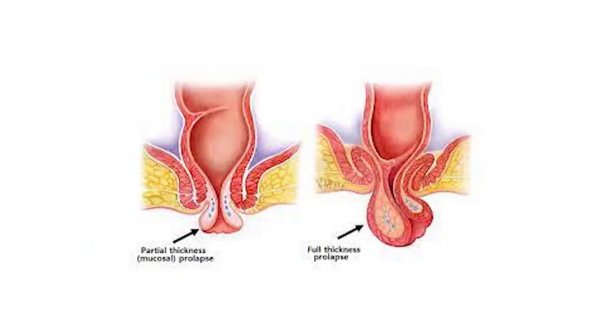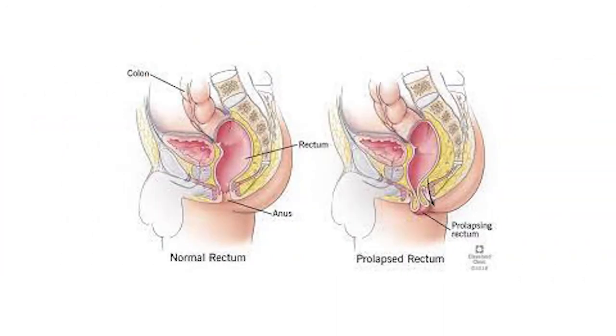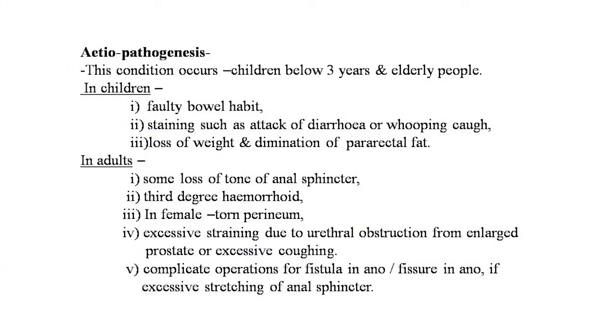Now here is an animated picture on your screen. There is a partial thickness mucosal prolapse and a full thickness prolapse. You can clearly see the partial prolapse and the complete prolapse. This is the diagram of a normal rectum, and the prolapsed rectum is seen in the lateral view of this image. Etiopathogenesis of the partial prolapse: this condition occurs in children below 3 years and in elderly people.